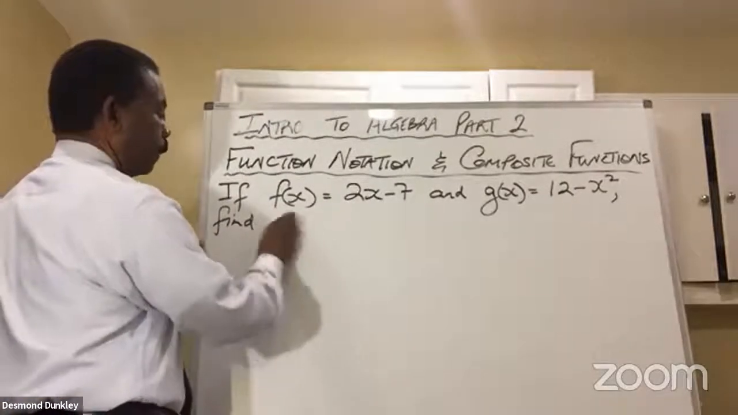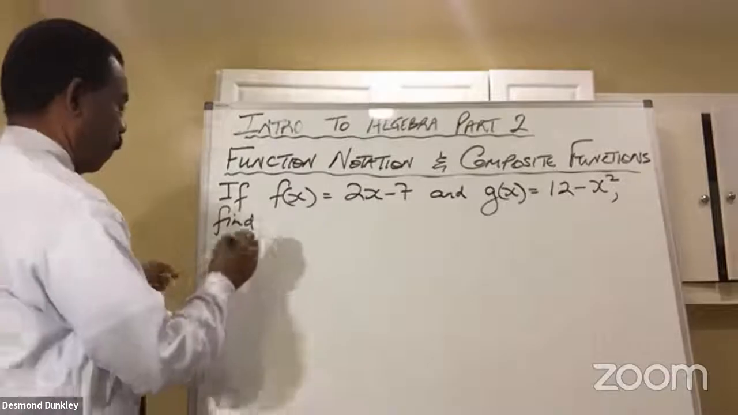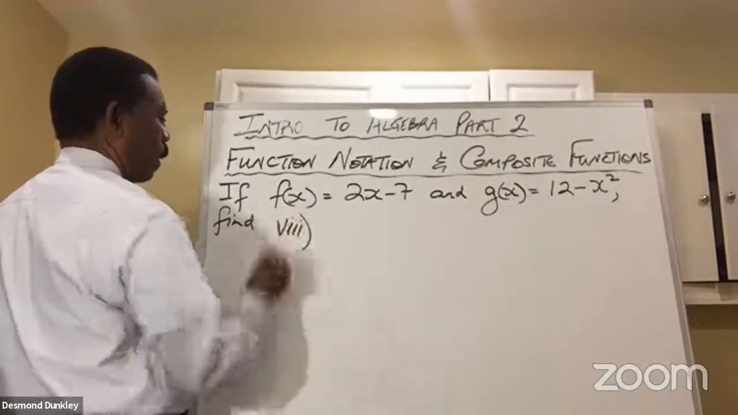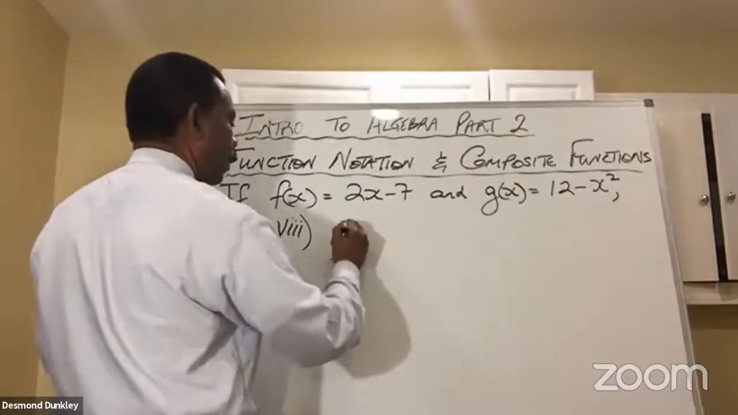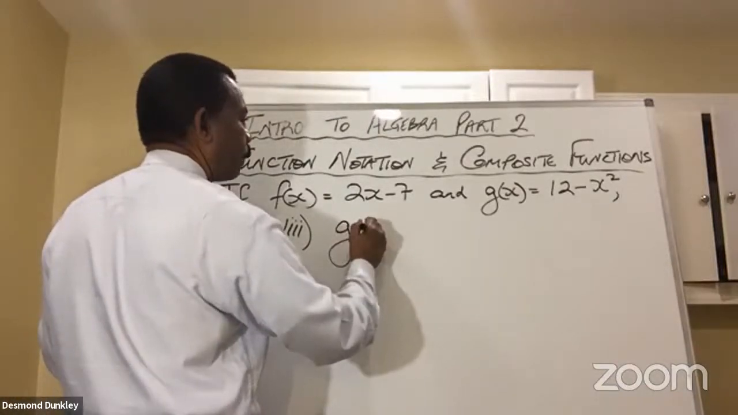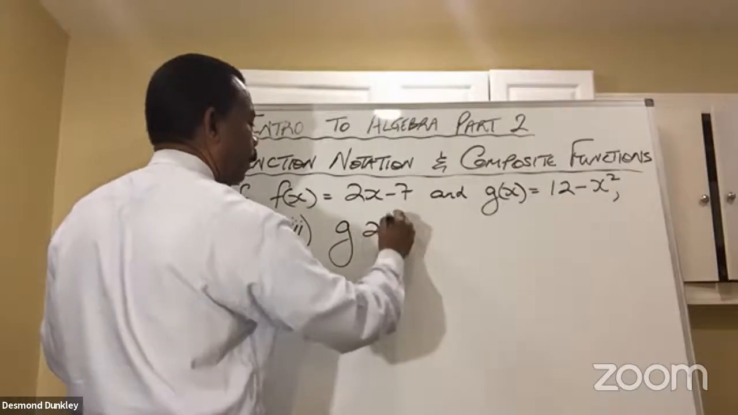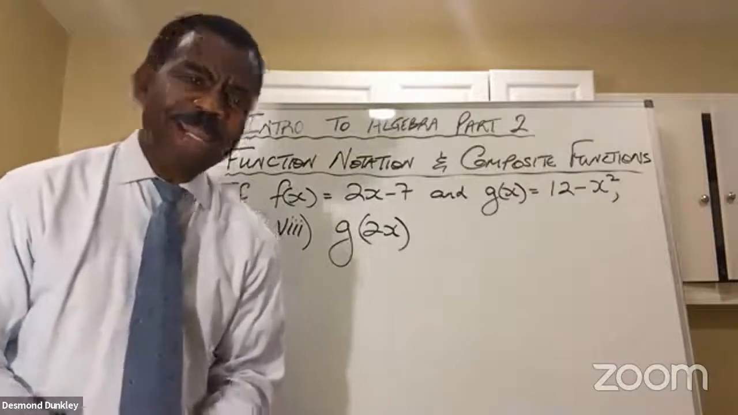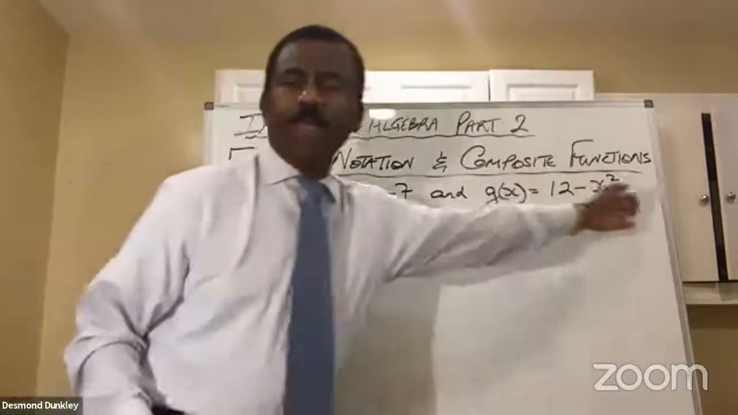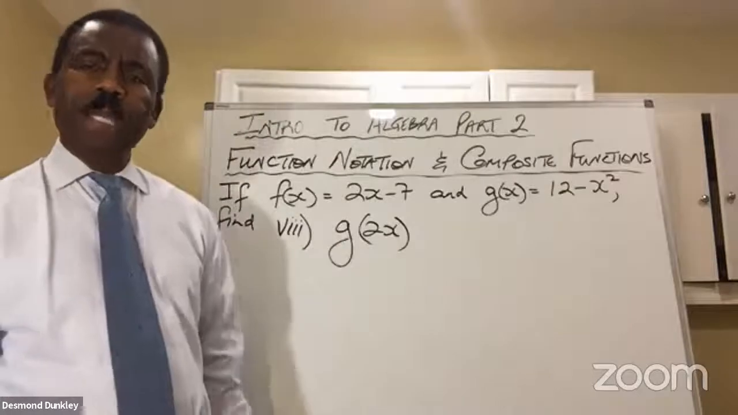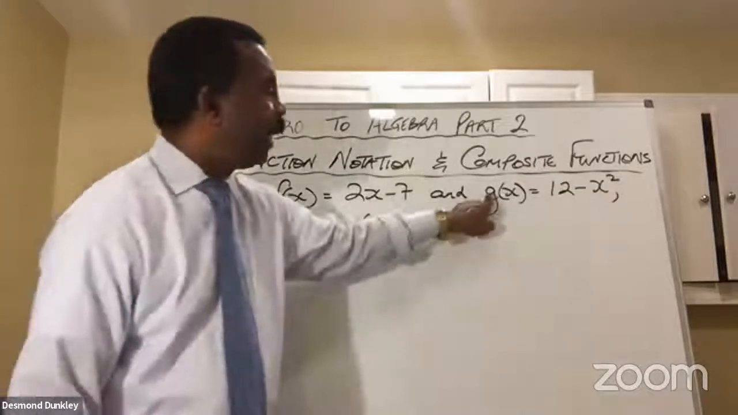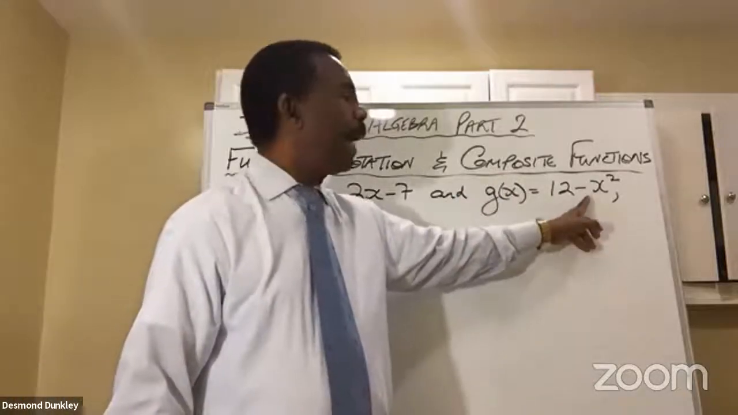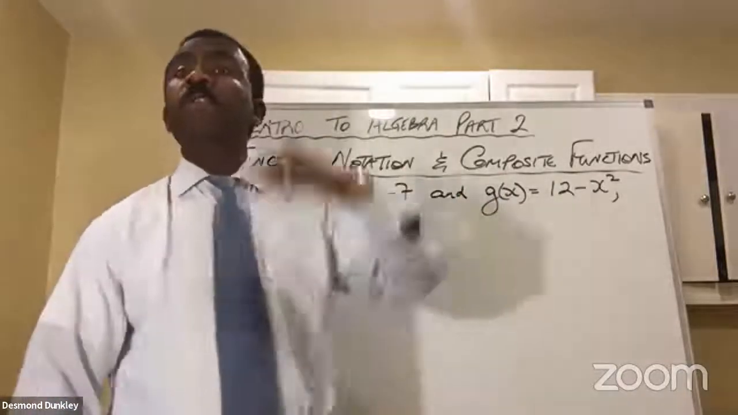This is number 8. So if I ask you what is g of 2x? Uh-oh, now I've lost my mind. G of x is equal to that. What is g of 2x? Remember, g of anything is equal to 12 minus that thing squared.